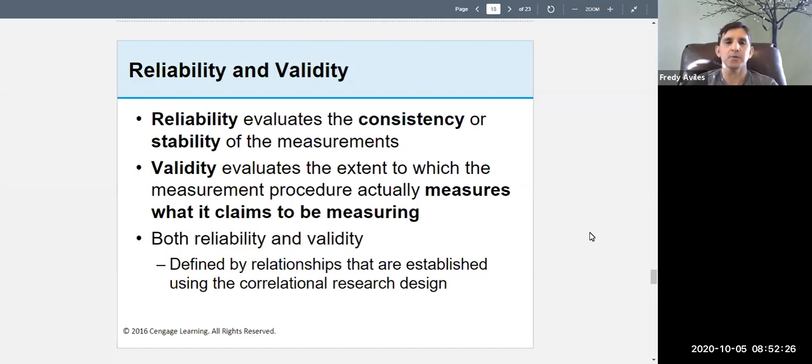The measure is reliable. Now, validity evaluates the extent to which the measurement procedure actually measures what it claims to be measuring. So if you have an intelligence test, and you claim it measures intelligence, if it's valid, that means it really does measure intelligence. Or if it's not valid, that means it could be measuring something else, not really intelligence. Maybe it's just measuring privilege, okay? Or cultural knowledge or things like that. And we talked about things like that.